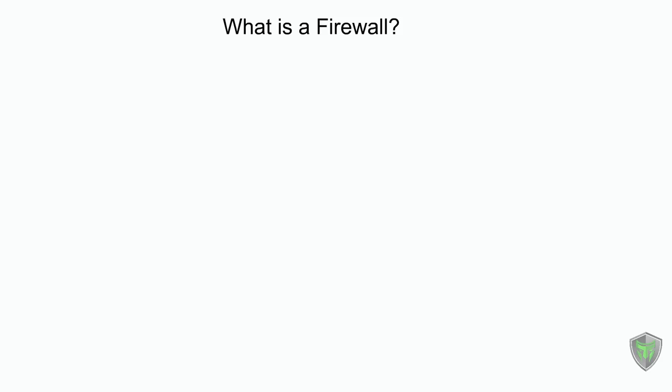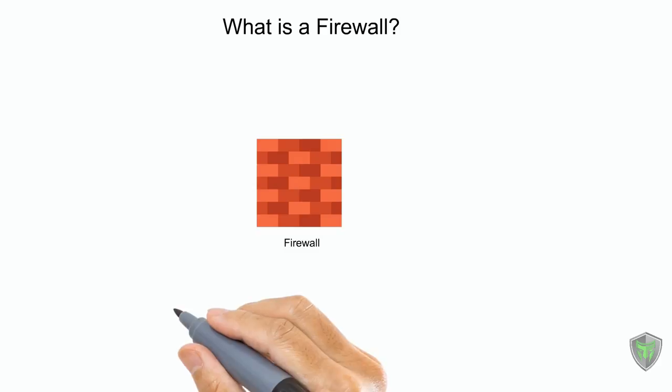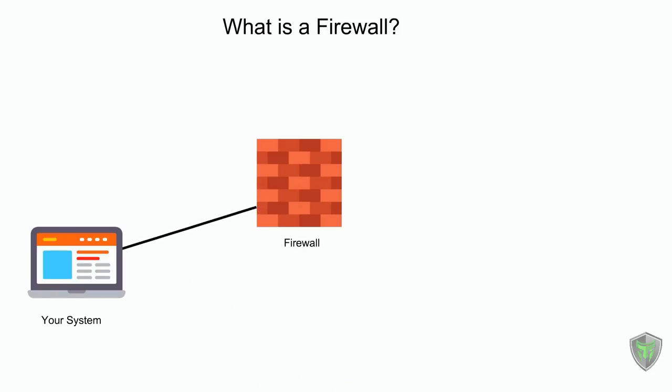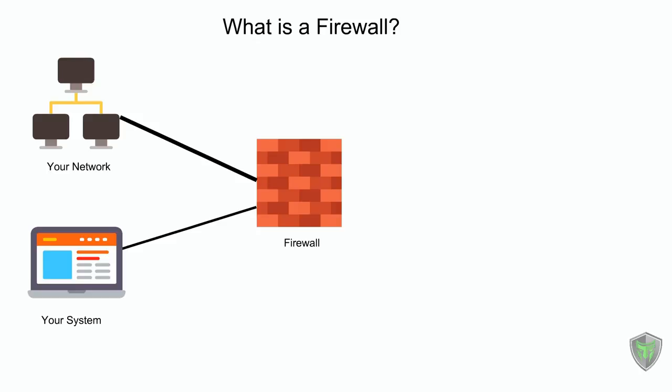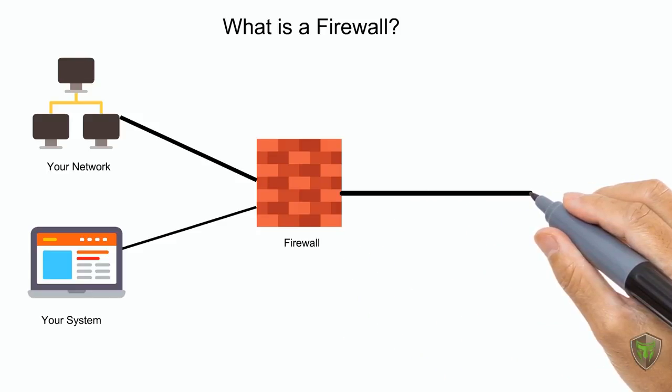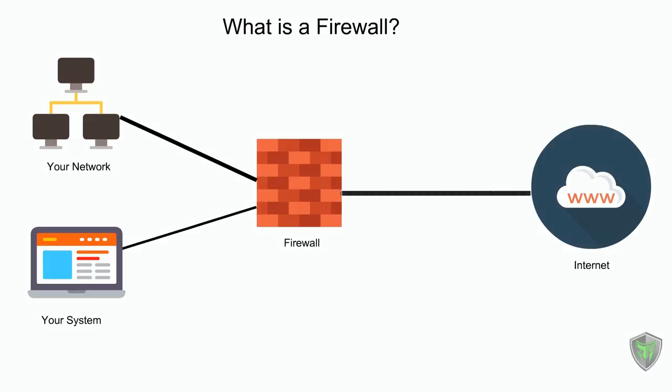So let's start. What is a firewall? A firewall is nothing but a barrier introduced between your computer or a computer network and the internet. So let's say here is our firewall. This is your PC. This is your network. And this is the internet. As you can see, the firewall stands in the middle of your PC or network and the internet.